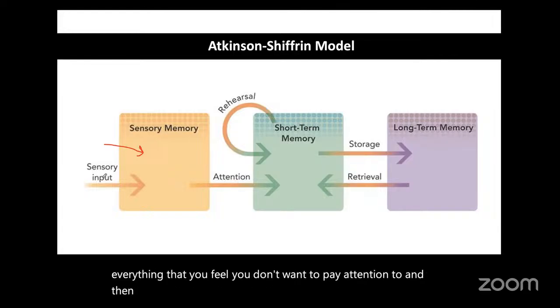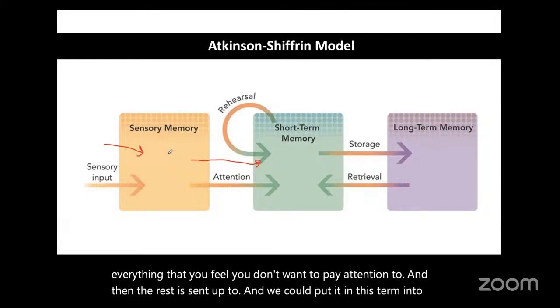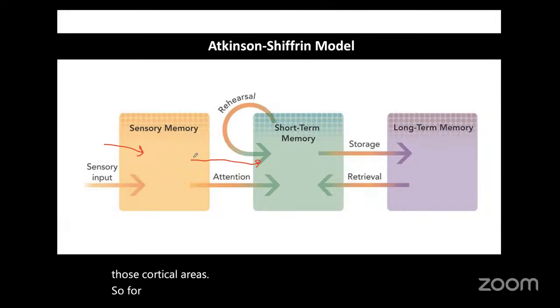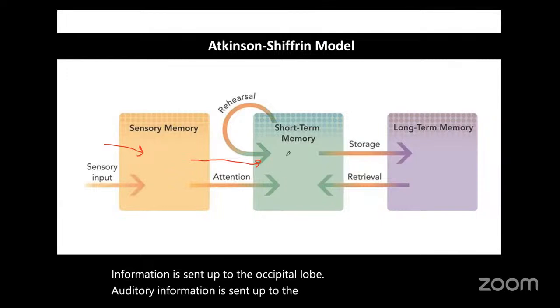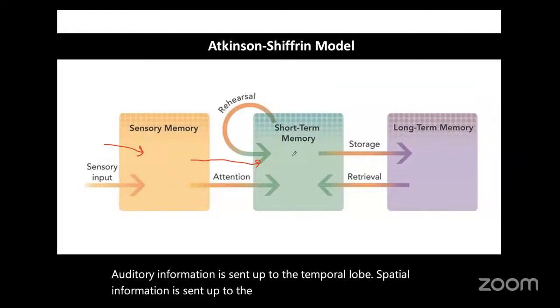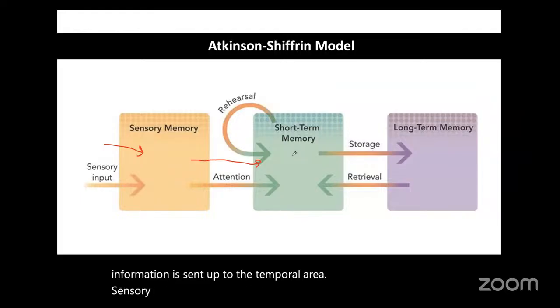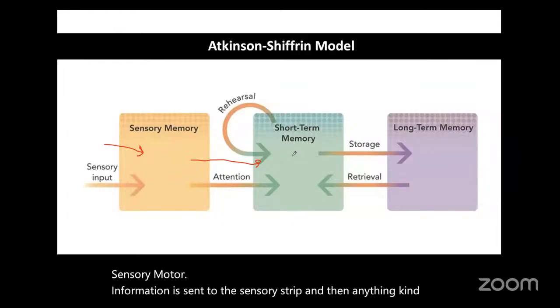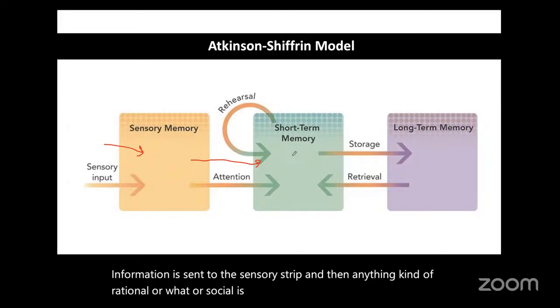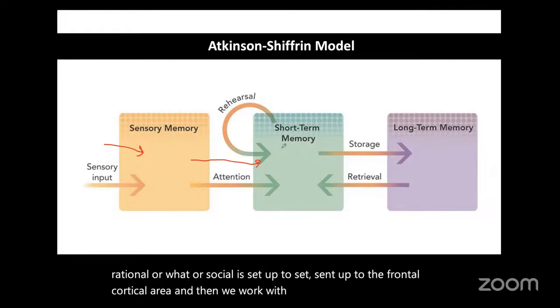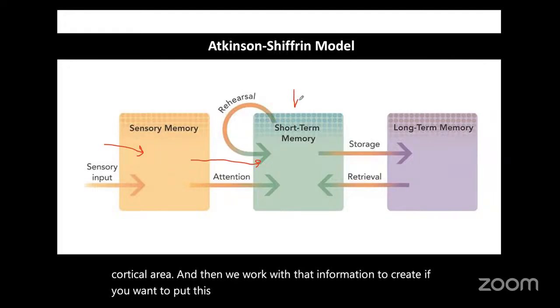And then the rest is sent up to, we could put it in this term, the cortical areas. So, for example, visual information is sent up to the occipital lobe. Auditory information is sent up to the temporal lobe. Spatial information is sent up to the temporal area. Sensory motor information is sent to the sensory strip. And then anything rational or social is sent up to the frontal cortical area. And then we work with that information to create, if you want to put this at this level, our perception.